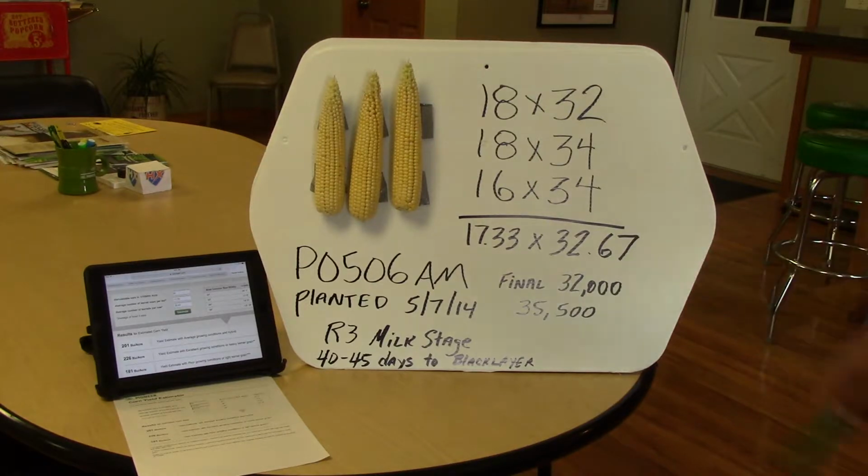estimate itself. It was planted on the 7th of May. We planted it at 35,500. And as you can see, the corn actually looks like roasting corn or sweet corn.